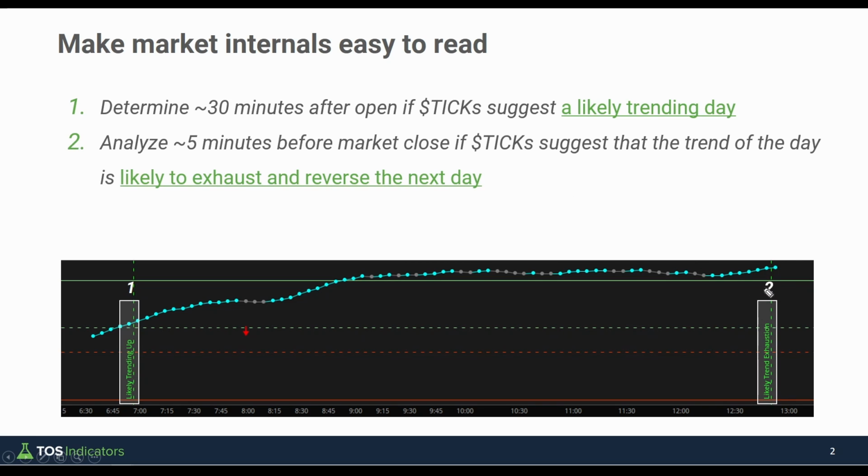Benefit number two is it analyzes the day's internal activity, and it then tells you 5 minutes before the market closes, hey, based off of the day's activity, the internals, and what price activity is telling us, do we see likely trend exhaustion? That means, do we see the trend of this day likely to exhaust now and reverse the next day? Are we looking for reversal signs?